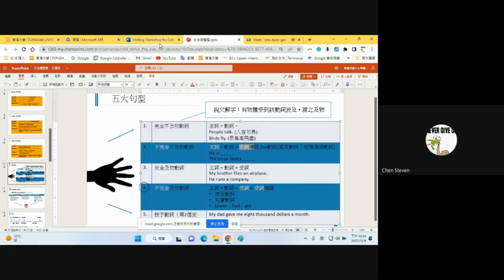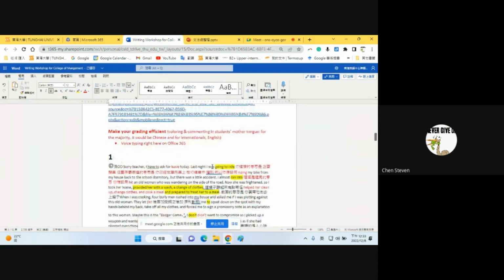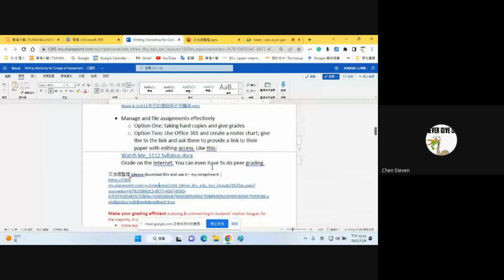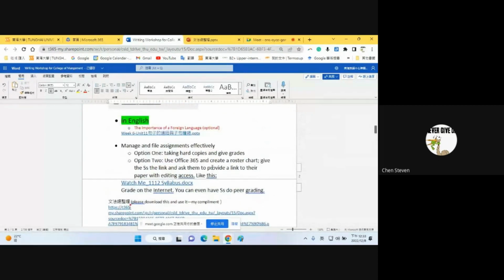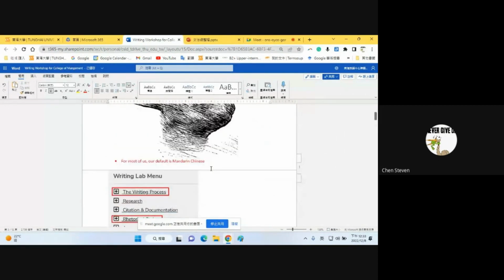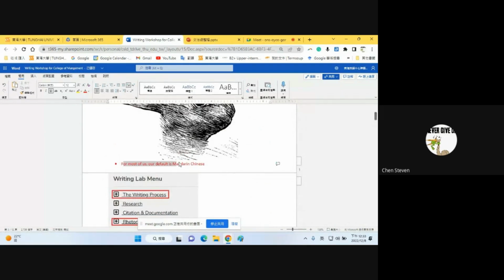Okay, because, honestly, I think for most of us, our default is Mandarin Chinese. This is the fact that we have to face. Yeah, we cannot pretend that we are native English speakers. So, we have to understand that, for thinking and for logic reasoning, students perhaps are better with their mother tongue. So, do code switch whenever necessary.